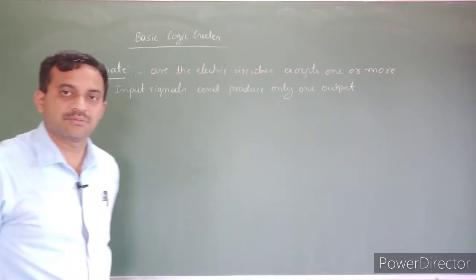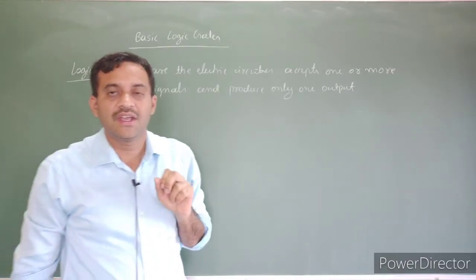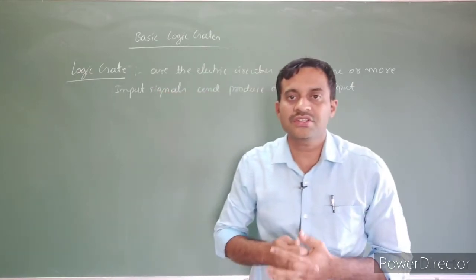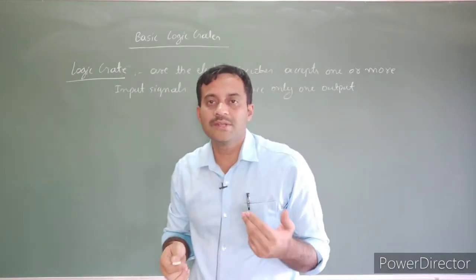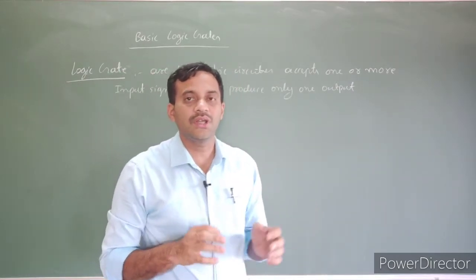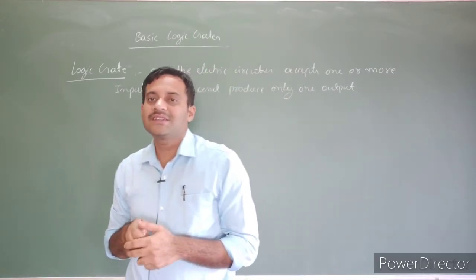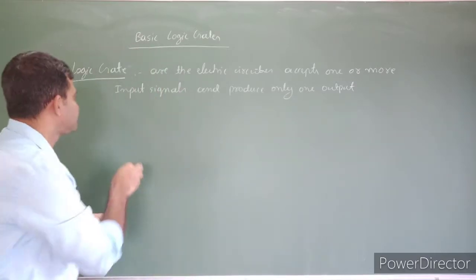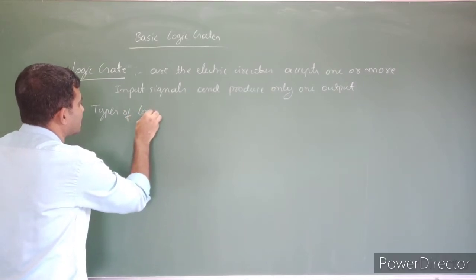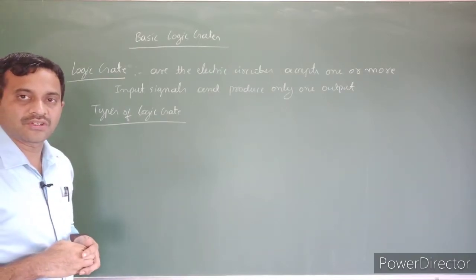Basically logic gates. Before going to discuss basic logic gates, first we have to know what is a logic gate. Here logic gate is an electronic circuit. These are the electronic circuits. Accepts one or more input signals, and produce only one output signal. That is the logic gate. Then there are 3 types of logic gates.